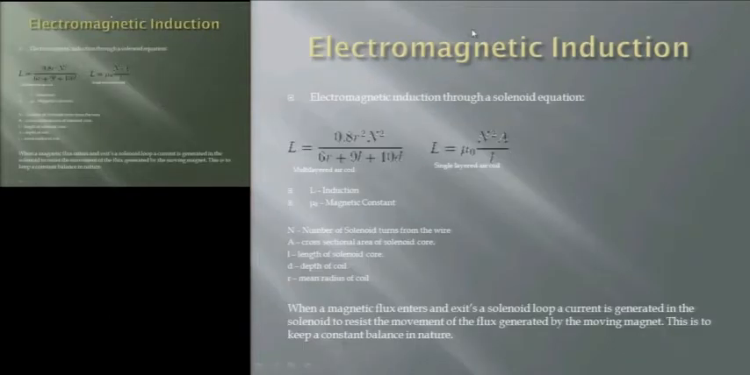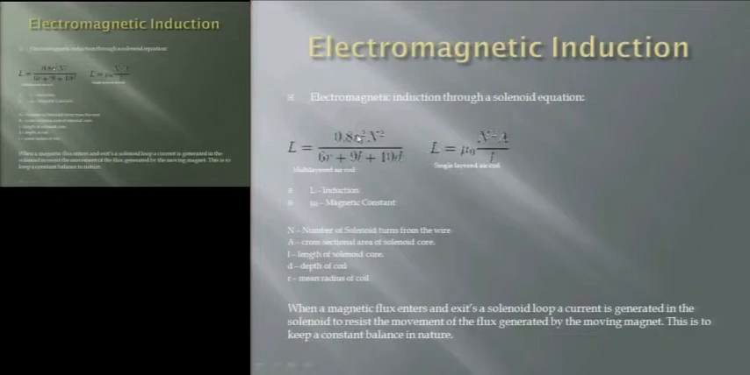Electromagnetic induction through solenoid equation. There's a single layer air coil and a multi-layer air coil. A single layer air coil means that you have a solenoid, but you have no ferrous core in the middle, meaning that there's no permeability at all. The equation is the magnetic constant mu naught times n squared times area over L, which is the length of the solenoid core. And then the multi-layer version is R squared equals, this is the mean radius.